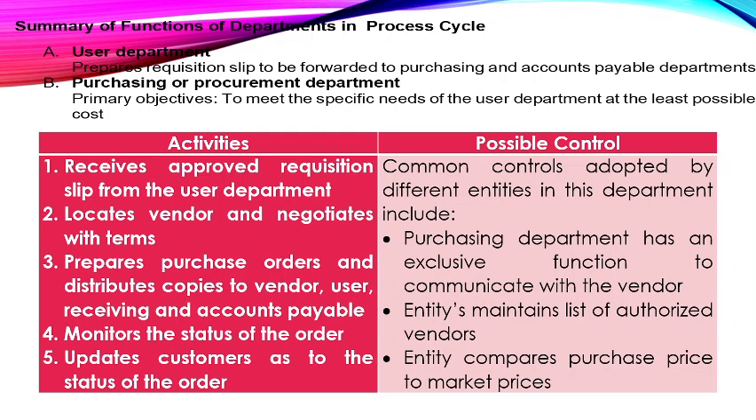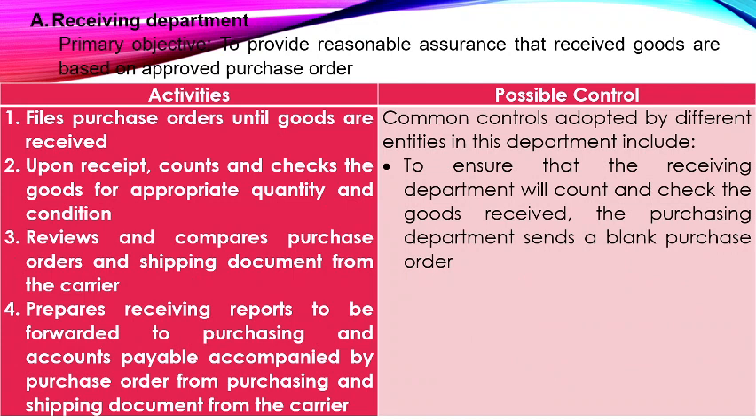What are the possible controls of this? The purchasing department has the exclusive function to communicate with the vendor. The entity maintains a list of authorized vendors. The entity compares purchase price and market price. The receiving department's primary objective is to provide reasonable assurance that received goods are based on an approved purchase order. So what are the activities here?